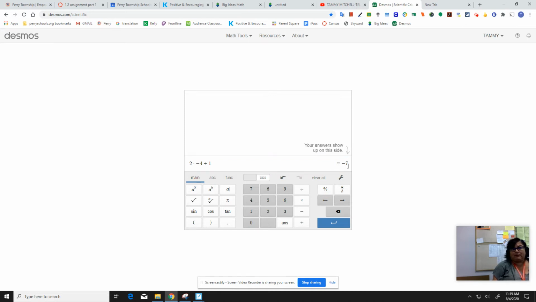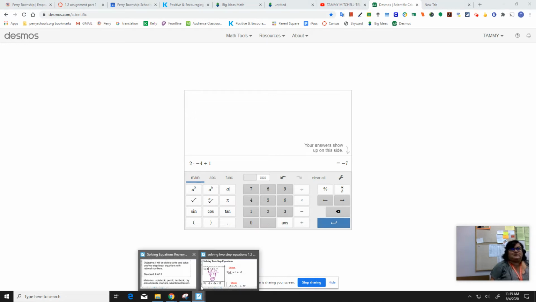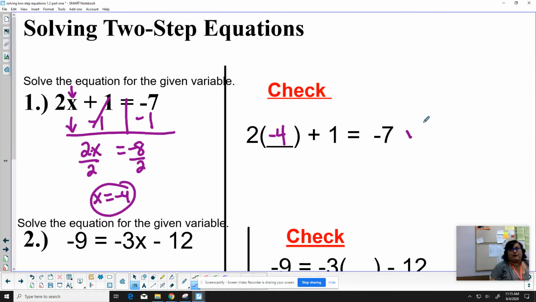And if you need a calculator, if you don't have one on your Chromebook, go to desmos.com/scientific and it'll give you this calculator. This will do fractions, decimals, all that good stuff. Okay, so let's go back to the lesson. So that checks out. That's right, because this side also equals negative 7 when I put it in.